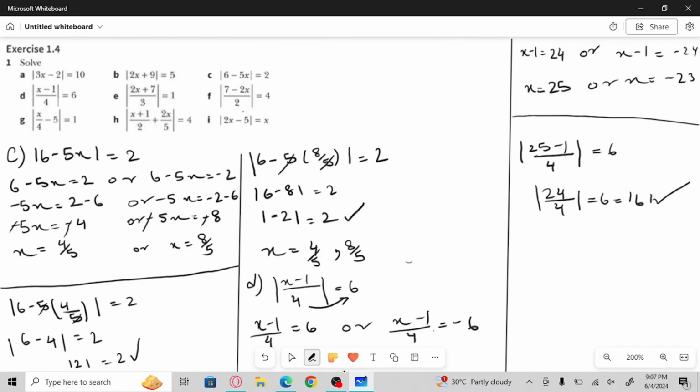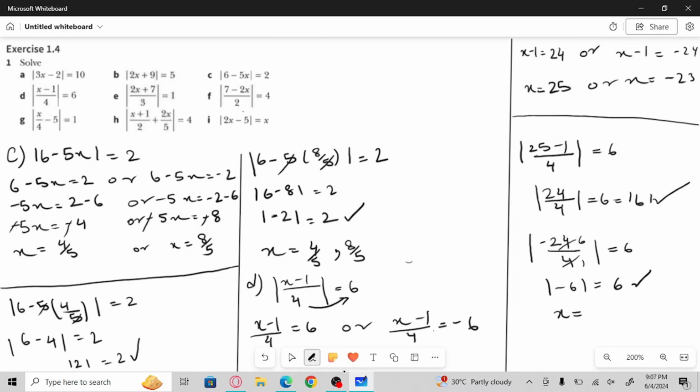The second value: negative 23, minus 1 is equal to negative 24 divided by 4. This should be equal to 6. So 4 ones are 4, 4 sixes are 24. Negative 6 in a modulus is equal to 6, which is not correct. I'm just joking, it's correct.